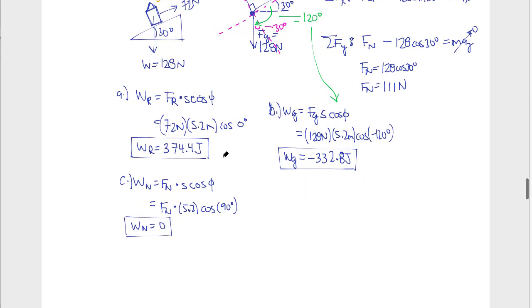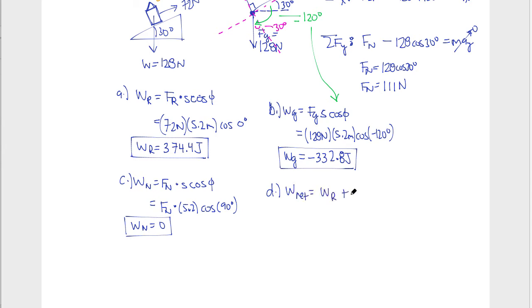Now D says, what is the net work done on the carton? So here we can go ahead and calculate the net work as the sum of all of these works. So work done by the rope, work done by gravity, work done by normal force, such as it is. So that will be positive 374.4 minus 332.8, and this will be in joules, plus 0. So my net work is going to be 41.6 joules.